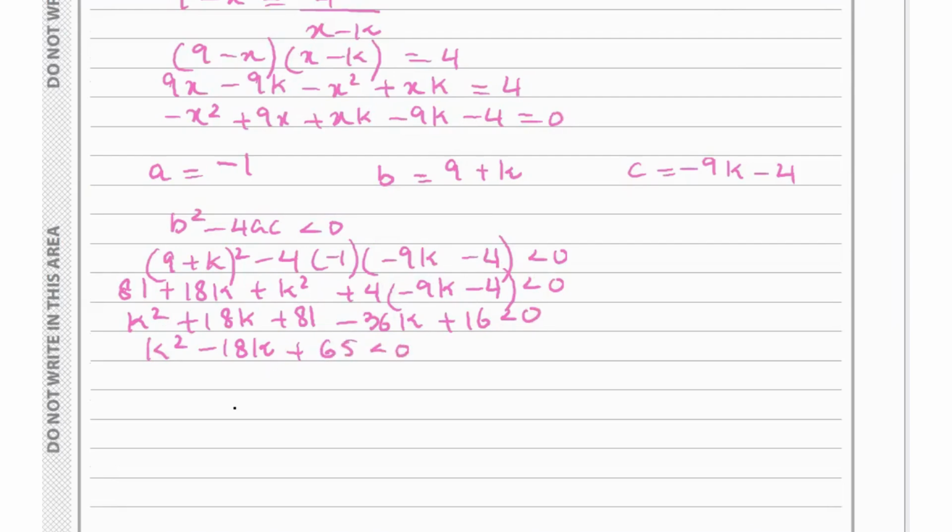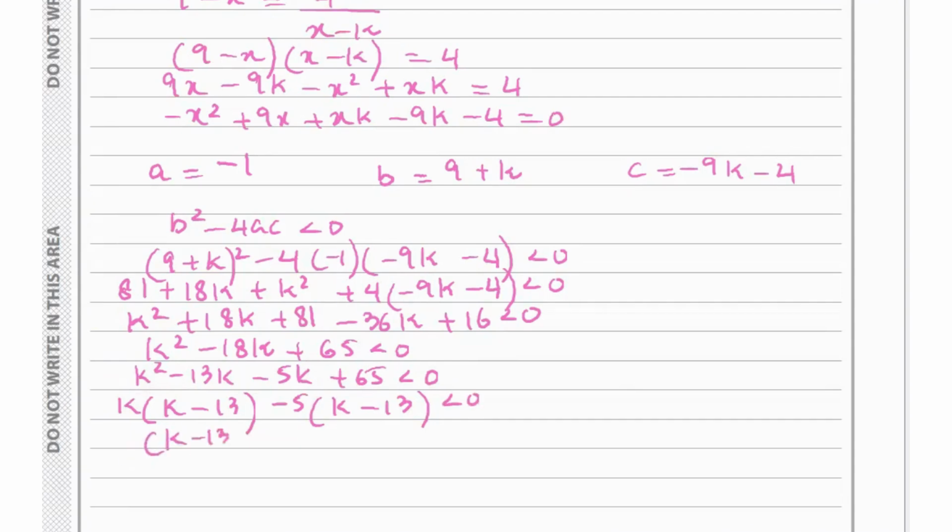65 is less than 0. So now we factorize this quadratic inequality. Factors of 65 which we can use to replace 18 are going to be 13 and 5. K squared minus 13k minus 5k plus 65 is less than 0. Between k squared and 13k we have k common, k minus 13 in the bracket. Between 5k and 65 we have 5 common, so negative 5 bracket k minus 13. So k minus 13 bracket k minus 5.